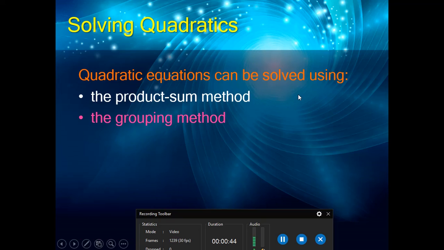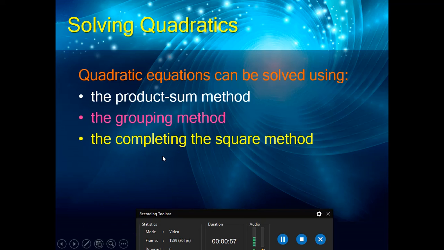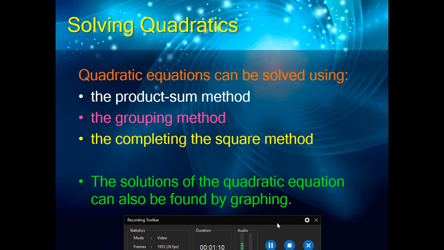From there, we learned the grouping method. We use this method when the value of A is greater than 1. This will help us find the two roots. It's possible that they are fractional. And most recently, we learned the method of completing the square. This method works when A is 1 or greater than 1. But we have also another method that will help us solve the quadratic equation, and that's by graphing the function itself.